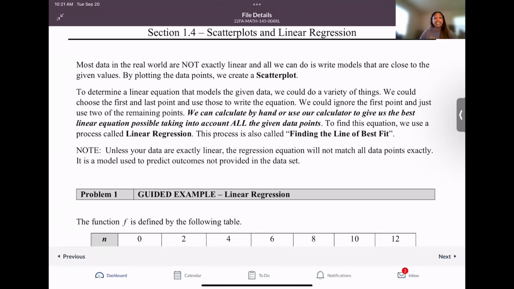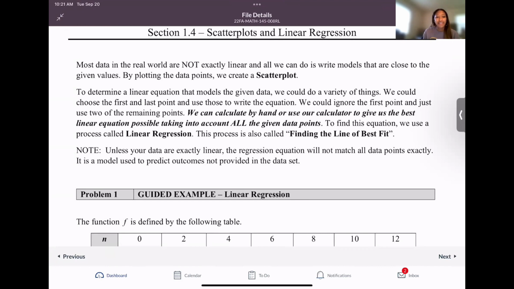Unless your data is exactly linear, the regression equation will not match up all of your data points exactly. It is a model to predict the outcome. So as I said, we're trying to find an approximation to the data. The line that we find is going to be close to the points, but it might not necessarily go through all of the points every time. Sometimes it will, most times it won't. It says you can do it by hand or with the calculator. We're going to do it with the calculator because our numbers are always going to be messy.